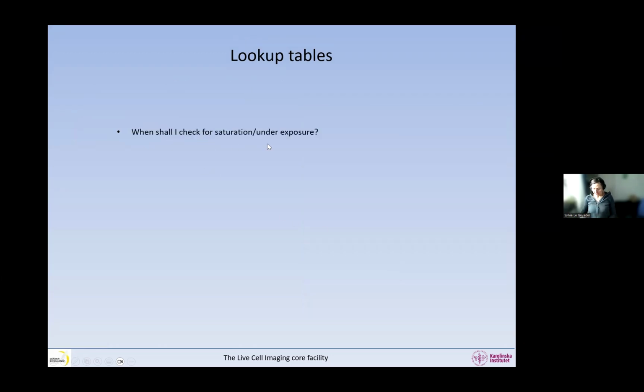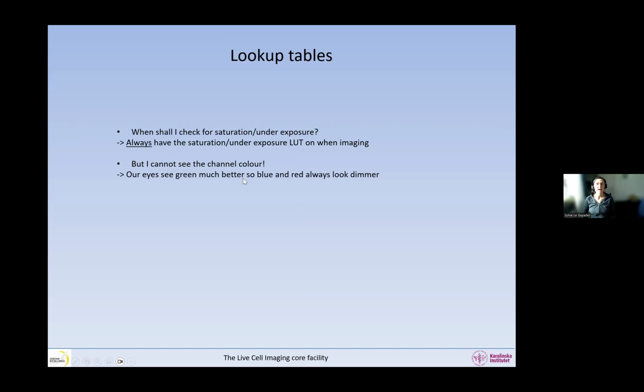So when shall I check underexposure? You can only check the underexposure and the saturation after you've acquired the images, when you're by the microscope. But what you should have is you always should have this underexposure and saturation LUT on when you're imaging. Oh yeah, but I cannot see my channel color. Well, good, because anyway, the images are black and white, and our eyes are not good at all with blue and red. For example, we're much better with green. So always look at the images in black and white to avoid bias, where green looks brighter.